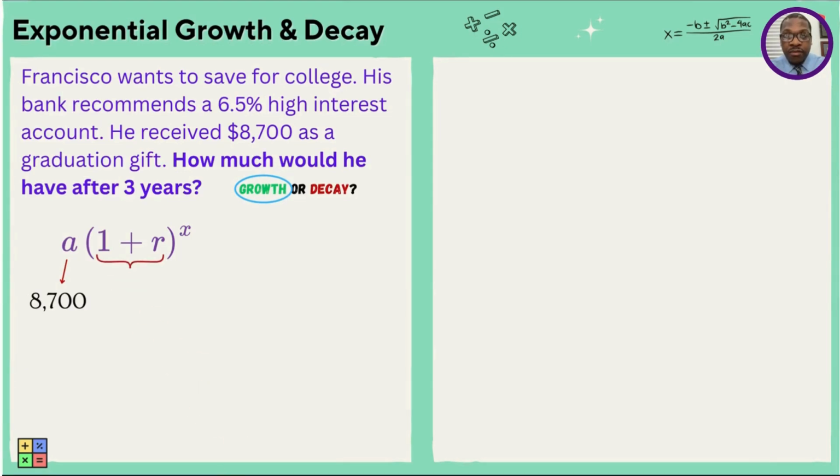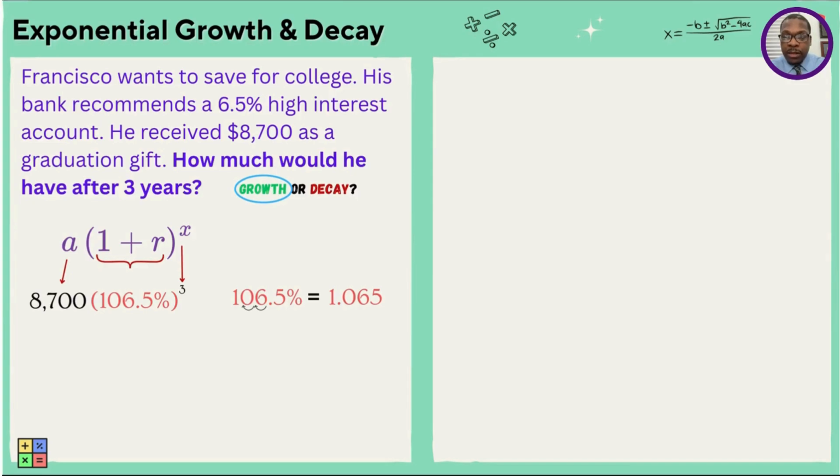Now, again, every problem starts at 100%. This situation grew 6.5%. So 100% plus 6.5% would give you 106.5%. And it asks you for how much time passed. That would be X. And in this case, it would be 3 years. And again, you have to turn your percentages into a decimal. So let's move our decimal point 2 spaces back. And that will give us 1.065.